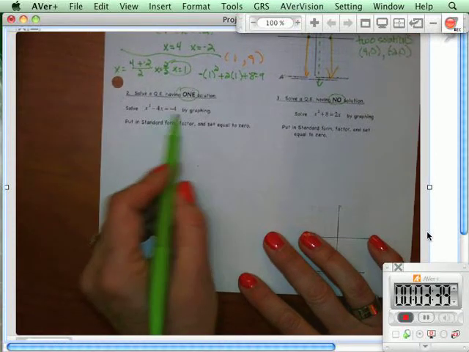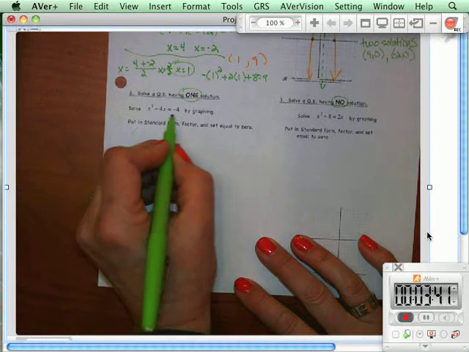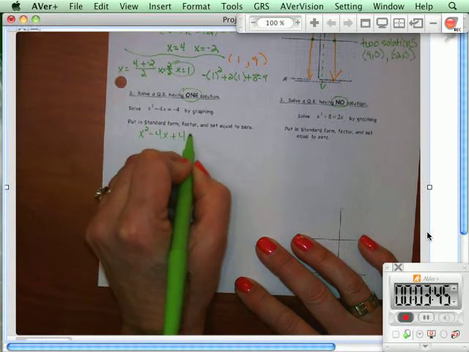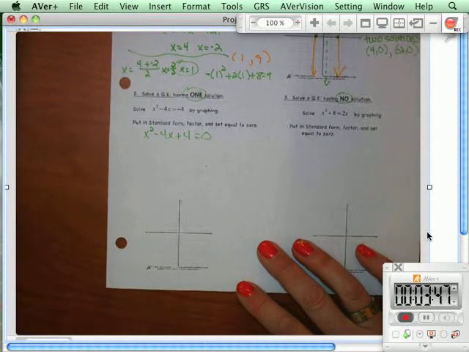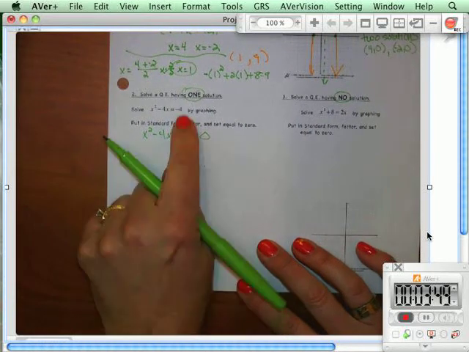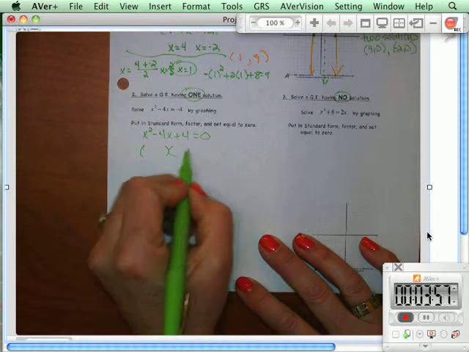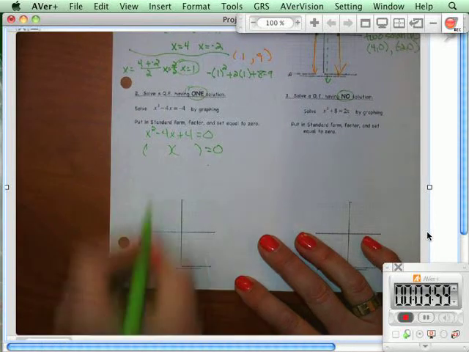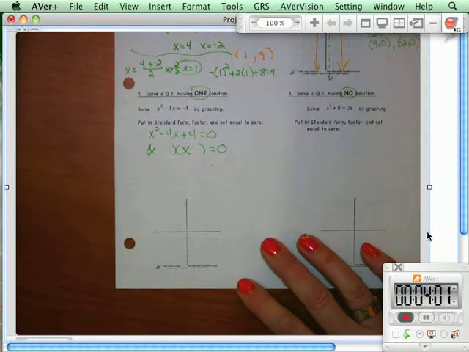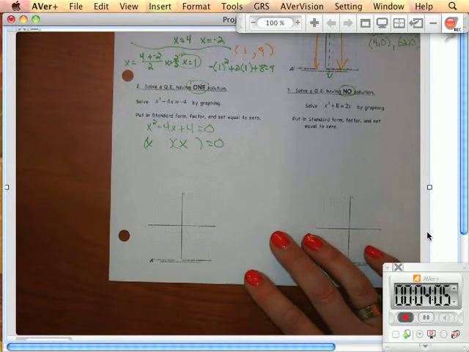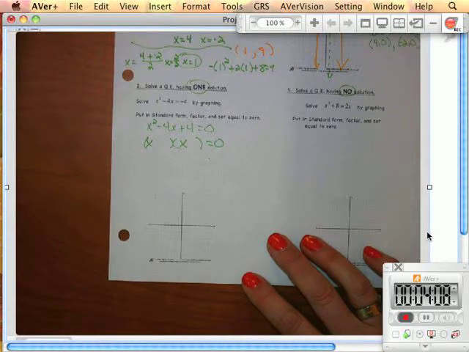We have this right here. We've got to put it in standard form, so I'm going to add 4 to both sides. X squared minus 4x plus 4 equals 0. You have to set it equal to 0. I brought that 4 over. Factor it. X and x. Factors of +4 that add to -4.